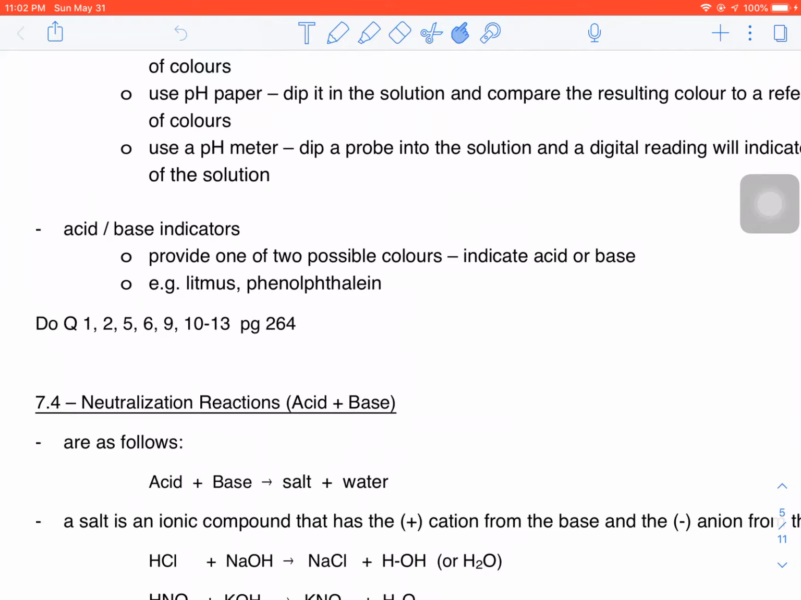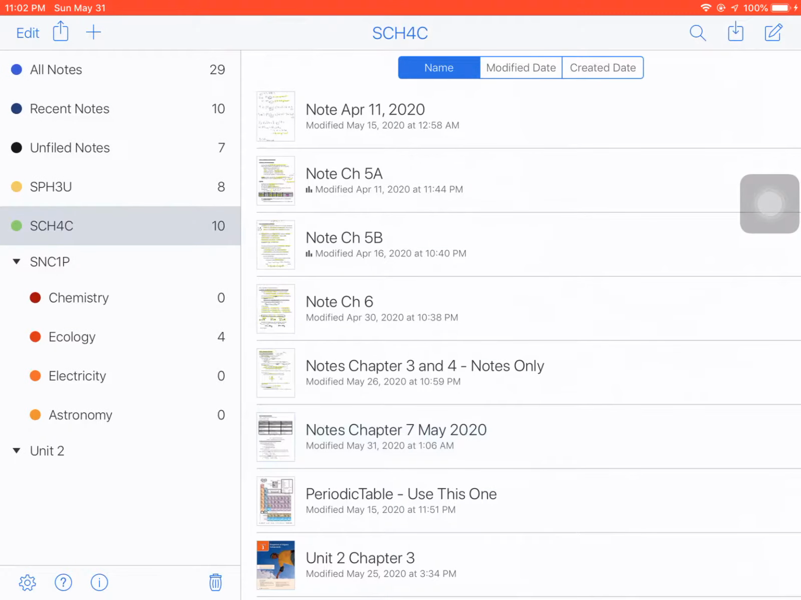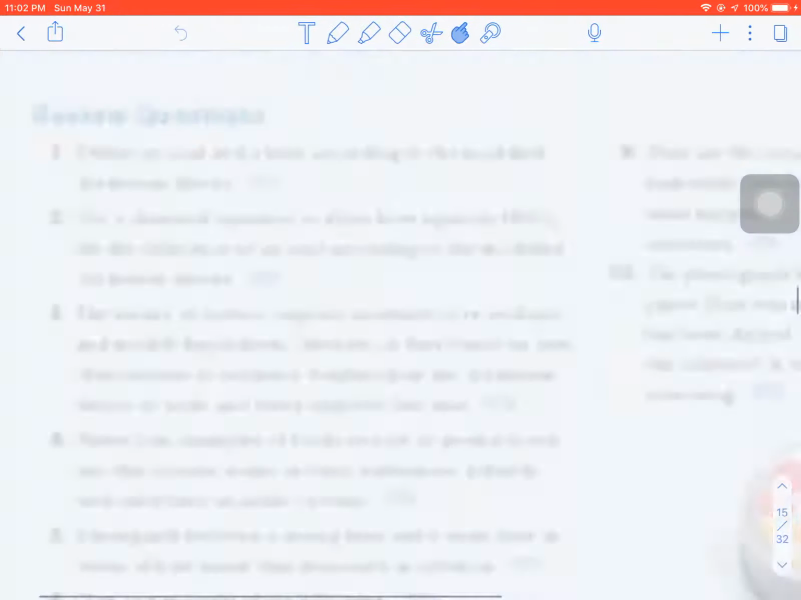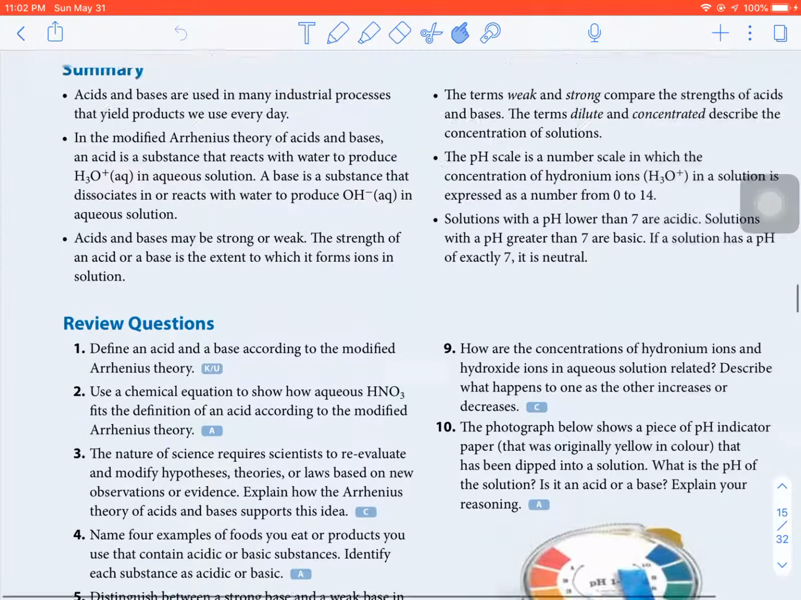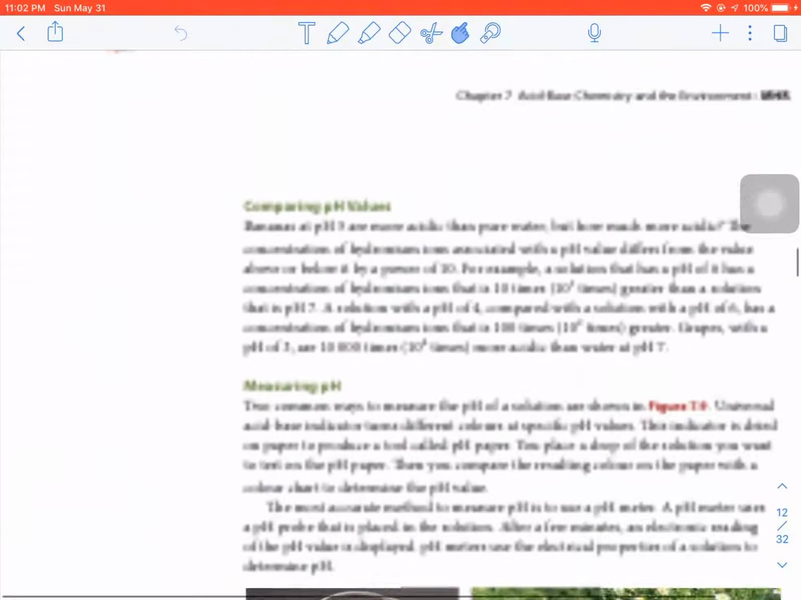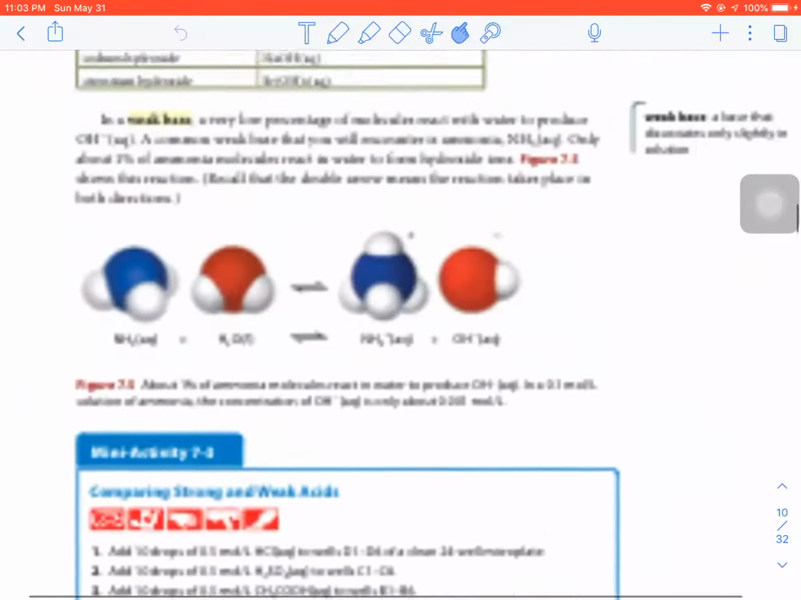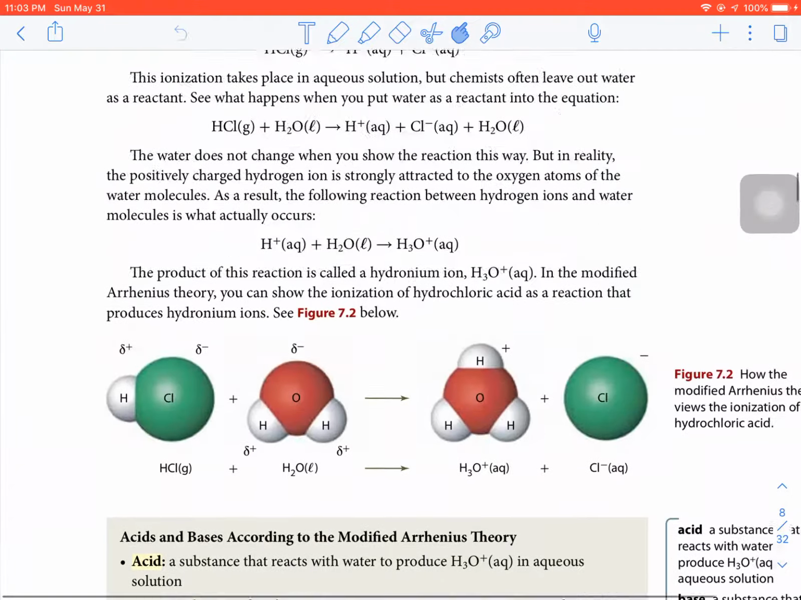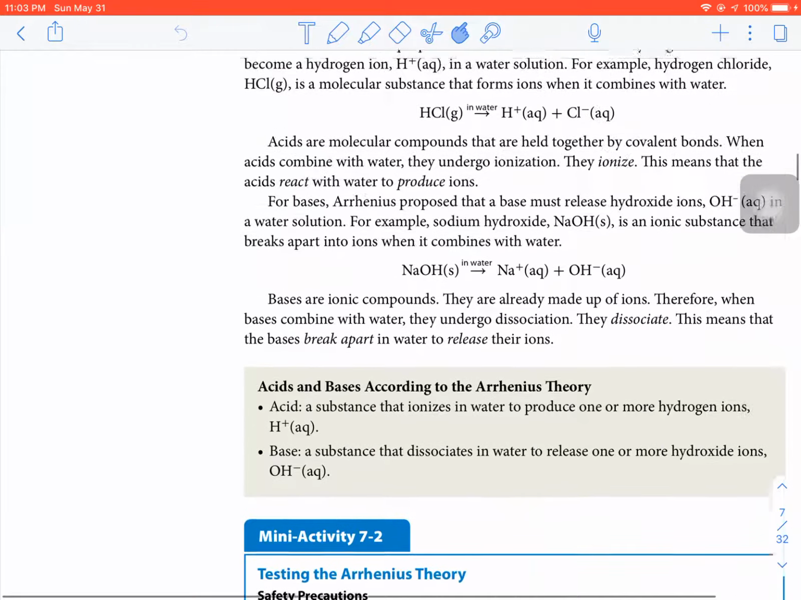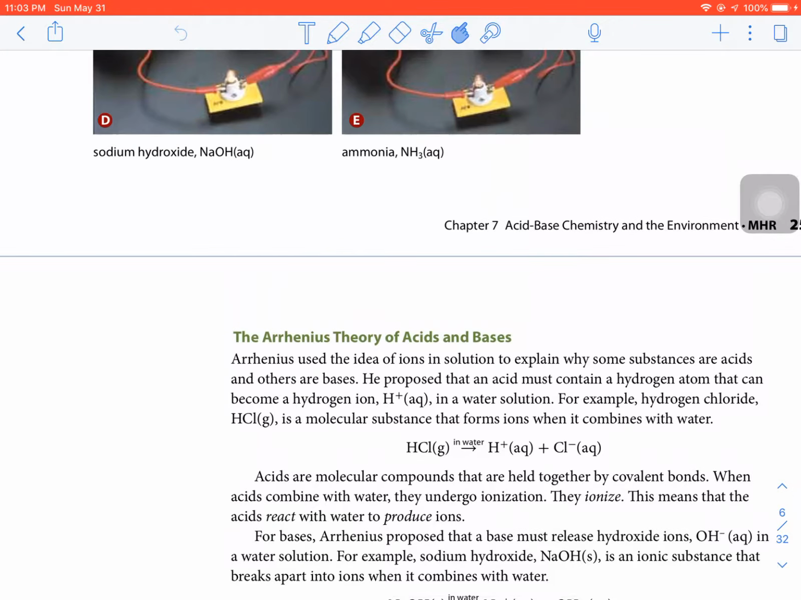Okay, so let's go to the textbook, page 264, and we start here with these questions. So we have questions 1 and 2. It says define an acid and a base according to the modified Arrhenius theory. Now I'm going to go back because I think it's important to look at the original theory for acids and bases and then the modified theory.